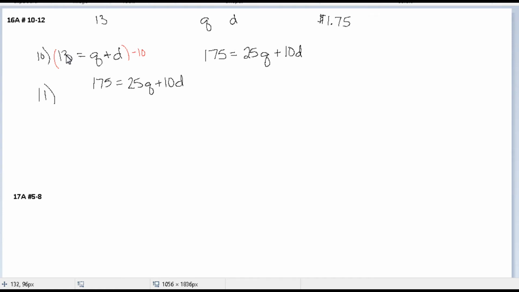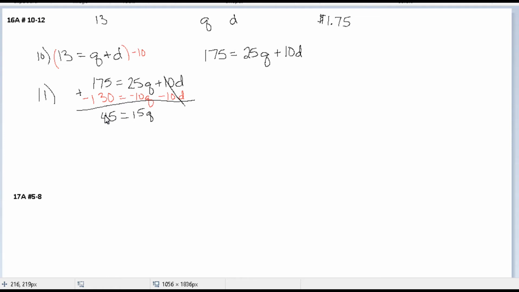So remember to multiply it by everything. -10 times 13 is -130. -10 times q is -10q. And -10 times d is -10d. Now I can add these up. The dimes are eliminated. 25q minus 10q is 15q. 175 minus 130 is 45, and then my equal sign is right here.